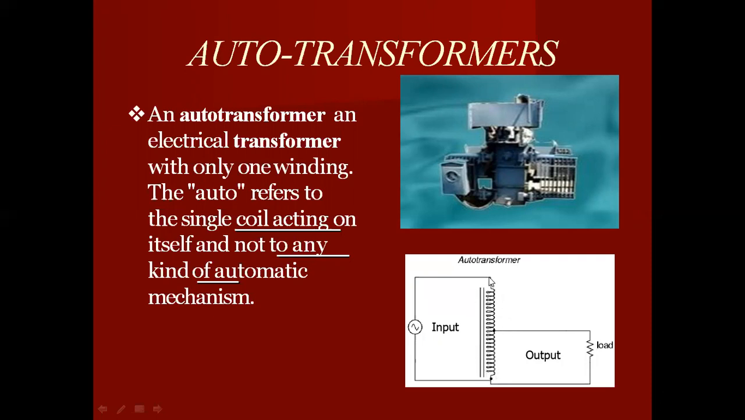It's a single winding transformer in which a part of the winding is common for both the high voltage and the low voltage side. So an auto transformer is an electrical transformer with only one winding, where the auto refers to the single coil acting on itself and not to any kind of automatic mechanism. In other words, an auto transformer is a single winding transformer where a part is common for both high voltage and low voltage side. This is known as auto transformer.